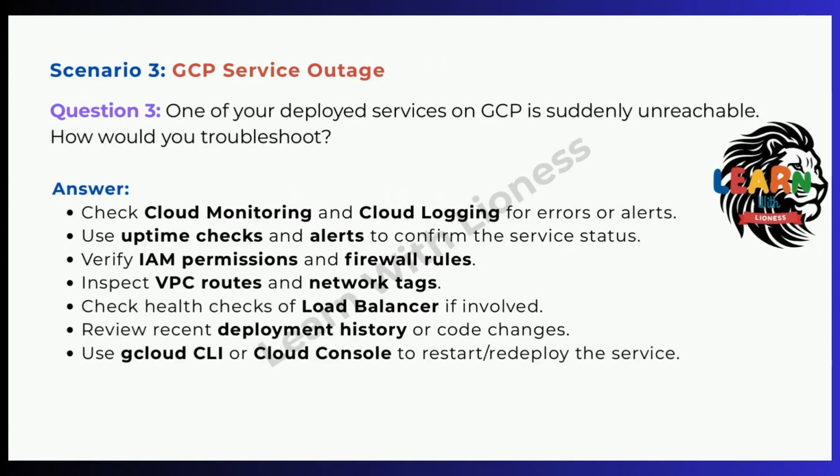Scenario 3. GCP service outage. Question 3. One of your deployed services on GCP is suddenly unreachable. How would you troubleshoot? Answer. Check Cloud Monitoring and Cloud Logging for errors or alerts. Use uptime checks and alerts to confirm the service status. Verify IAM permissions and firewall rules.